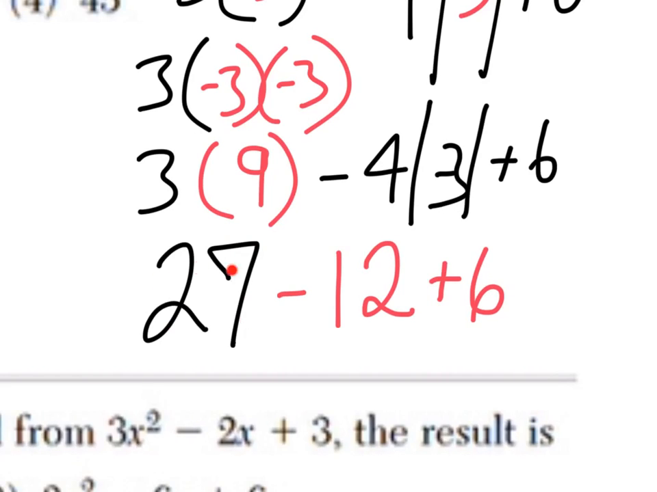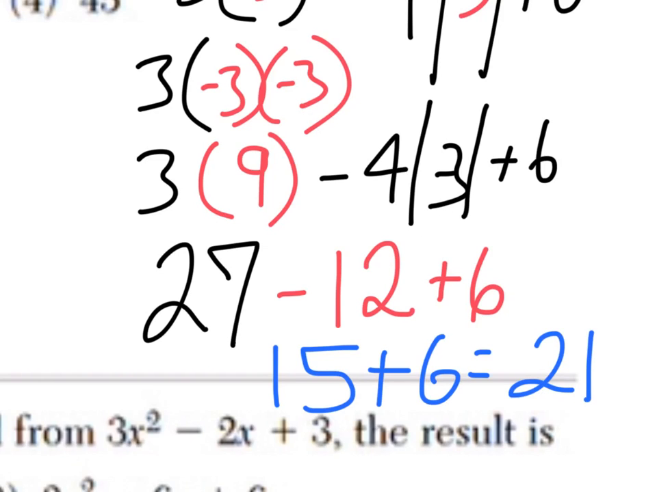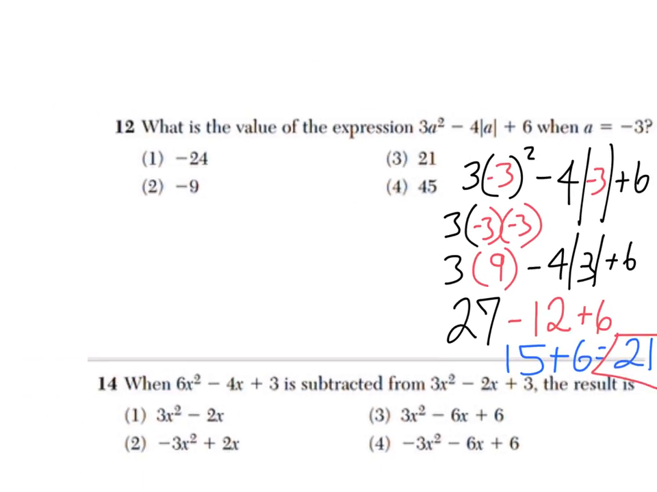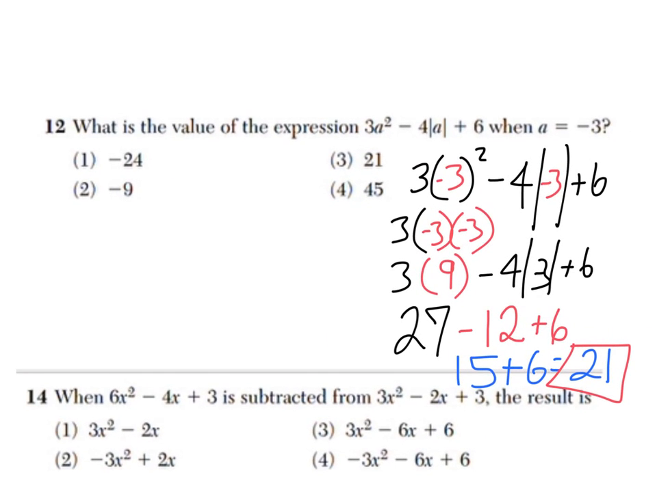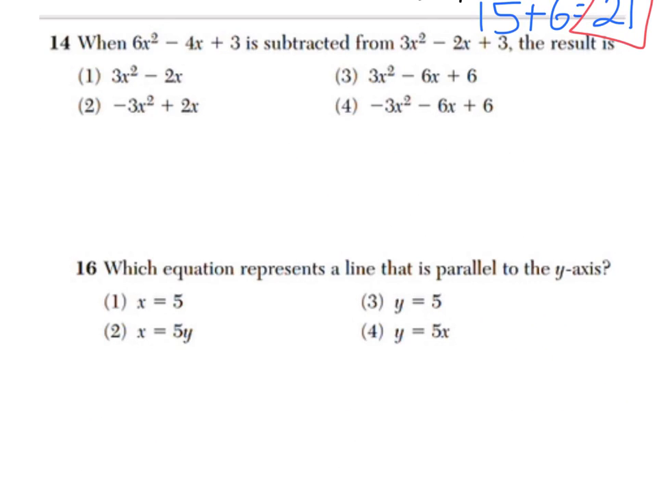And so 27 minus 12 is going to give us 15. And then when we add 6, 15 plus 6 is 21. So 21 is our answer. And let's see if that is an option. Is 21 an option? It sure is. It is option number 3. 3 is the correct answer for number 12. Let's take a look at number 14.